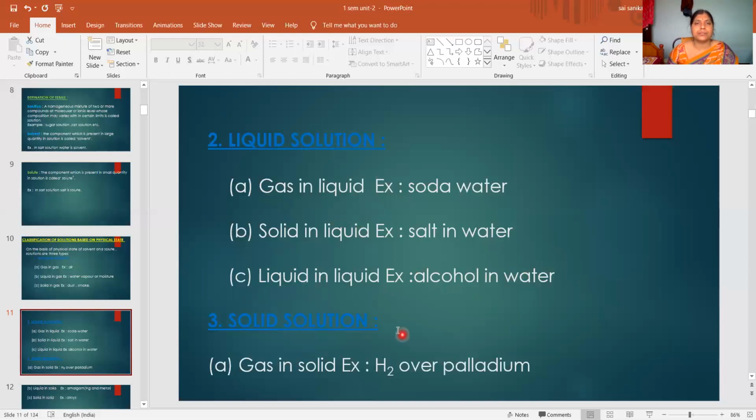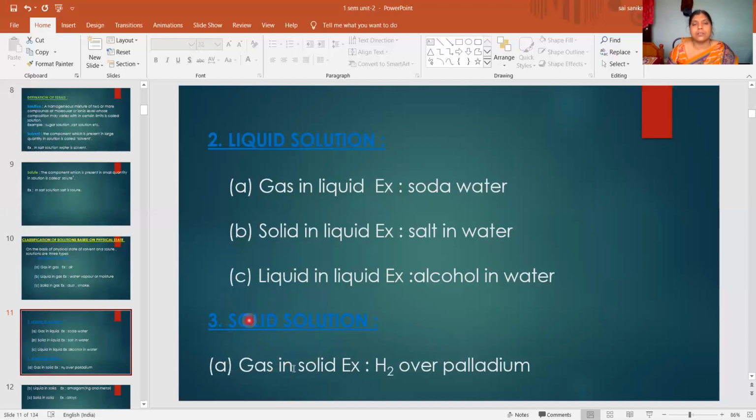Then next come to solid solutions. So what are the solid solutions? The solutions in which solid is solvent and solute may be gas or liquid or solid. So always solid will act as solvent. That means solid quantity will be more and solute changes. Sometimes solute is solid, solute is liquid and solute is gas. So those type of solutions are called as solid solutions.